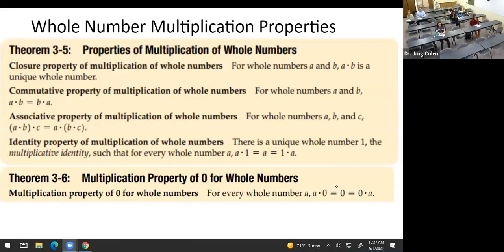Do we have anything else? Oh, we have one more. So that big fat zero, our favorite, right? It's very powerful because whenever you multiply by 0, you get 0.